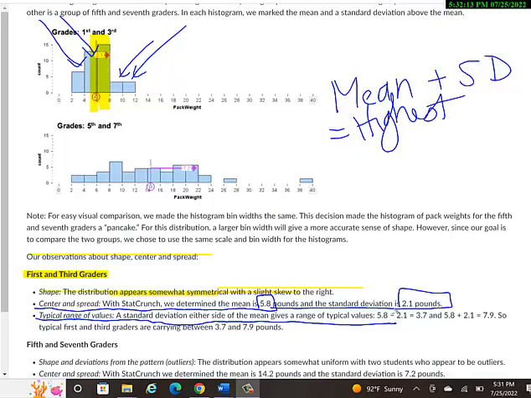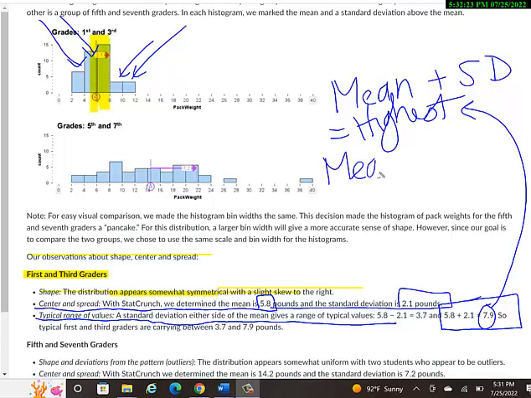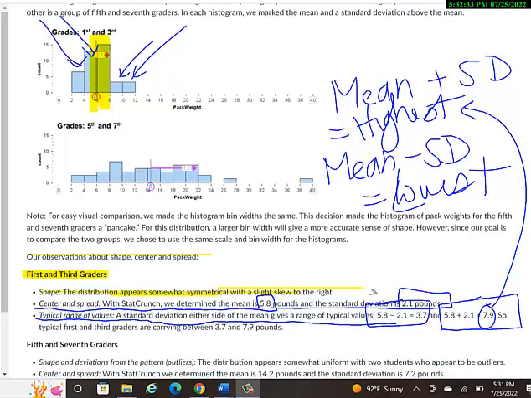Okay, that's what they're doing here. They got 5.8 is the mean plus 2.1 is the standard deviation. So the highest value is 7.9, and then the lowest is the mean minus the standard deviation. That would be your lowest value in the typical range of values. And what they get here, 5.8 minus 2.1 is 3.7.